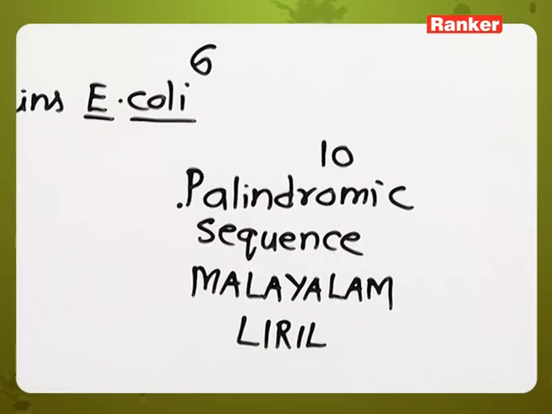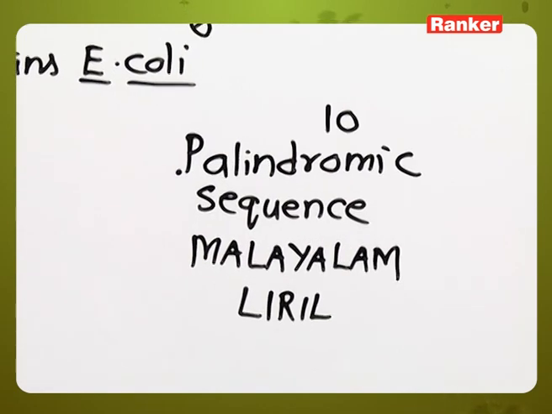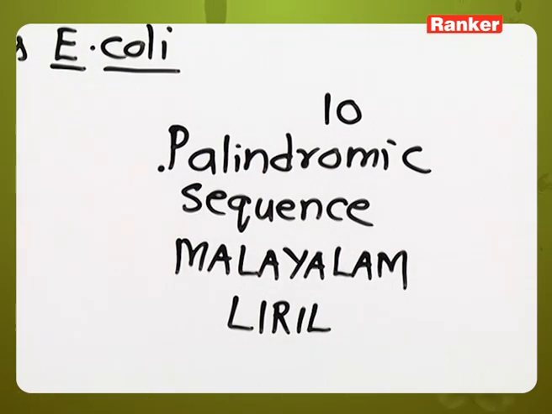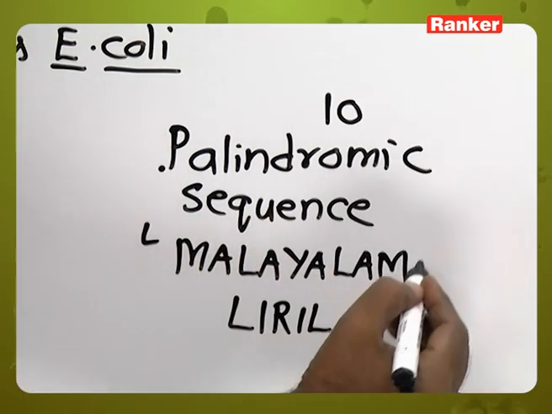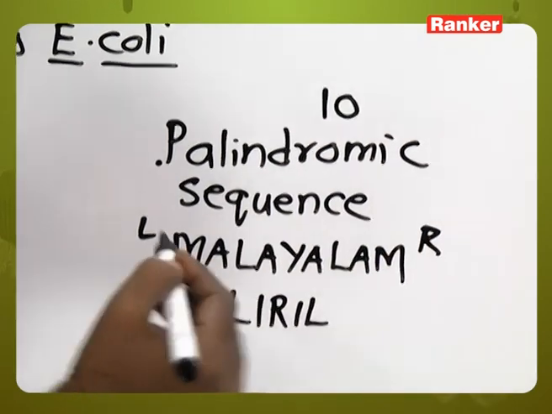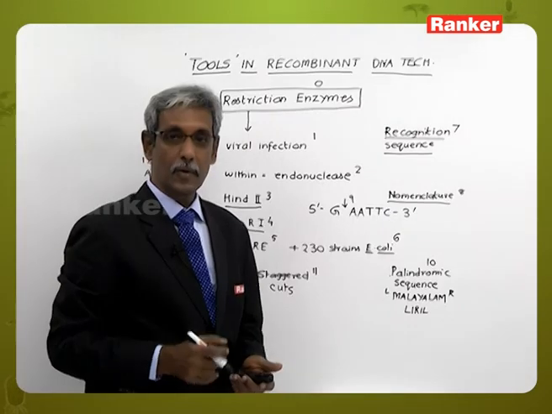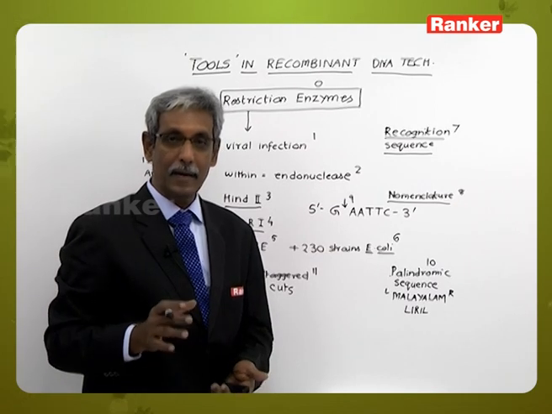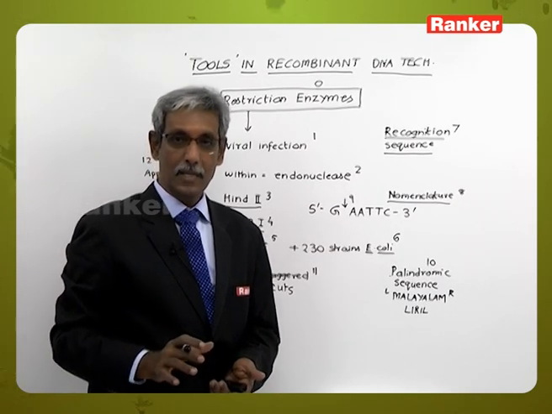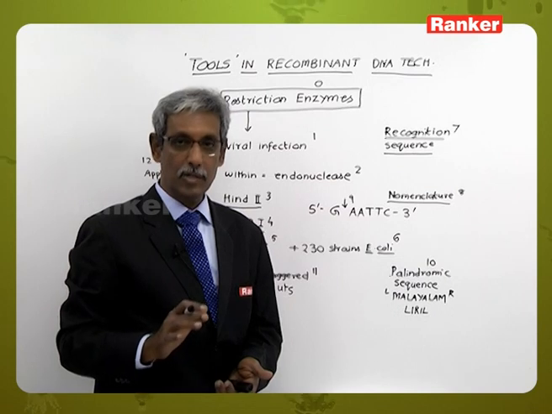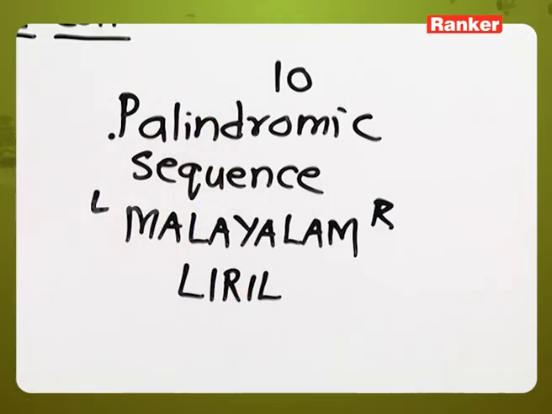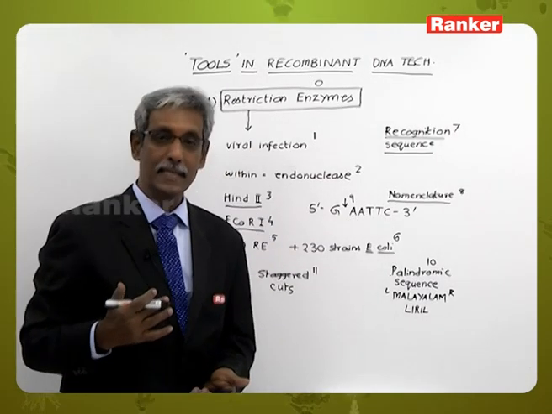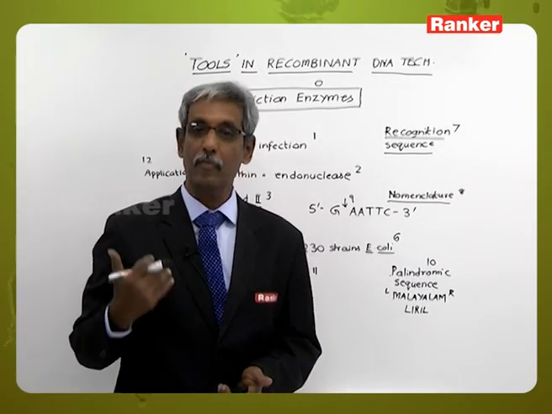An easy example to remember palindromic sequences is by means of analogy. We use two words, Malayalam as well as Liril. When read on either side, from the left to the right or from the right to the left, they spell the same. So such sequences would be recognized by restriction enzymes. So in the study of restriction enzymes, we will also be knowing about the recognition sequence and what are palindromic sequences. And when a restriction enzyme cuts the DNA, what is the method of cutting?